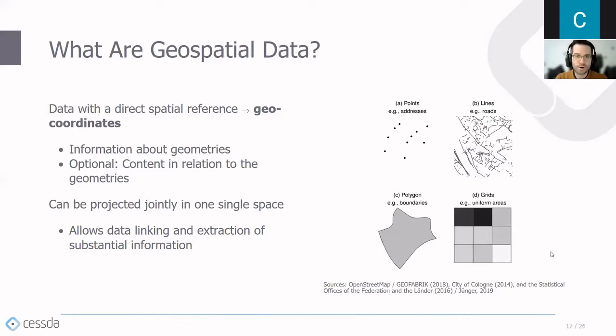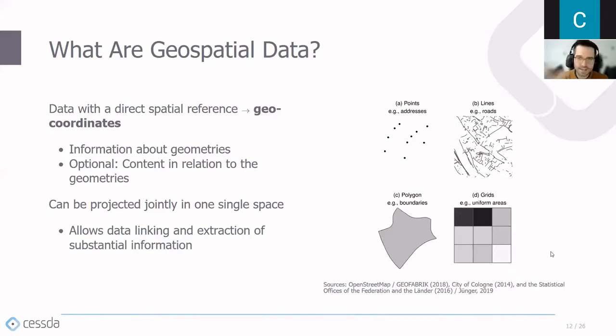And these geo-coordinates can then build just a point. So this is a point, which we also, in a more general sense, would call a geometry because it can be shown on a map. So it comprises information about geometries, geospatial data. But there can also be actual content associated with these geometries.